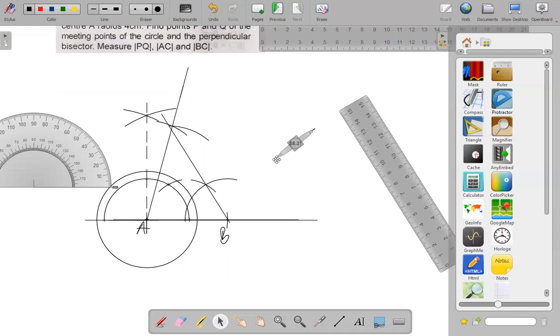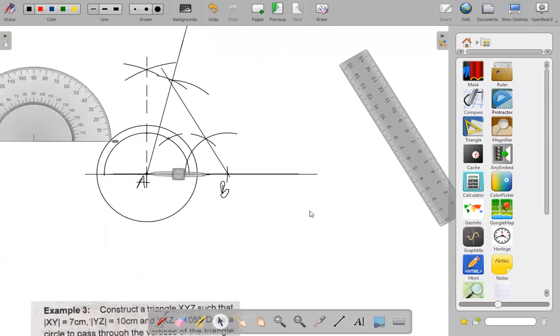So let's bisect AB. To bisect AB, we place the steel point on A. Let me adjust that one. The steel point on A, then the pencil point to more than half the length of AB. It must be more than half the length of AB before you bisect. Anything less than half will give you a wrong result. So we'll make an arc down here.